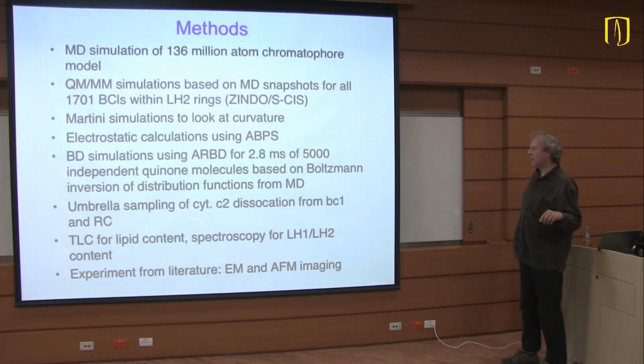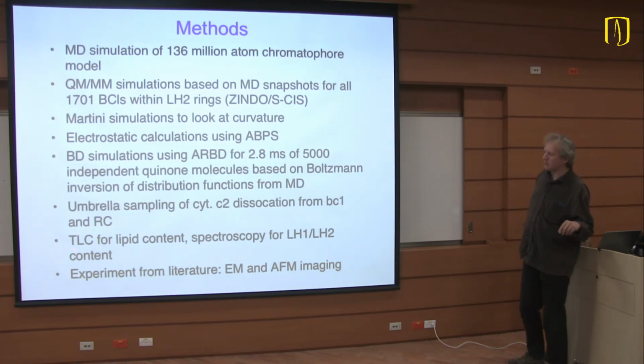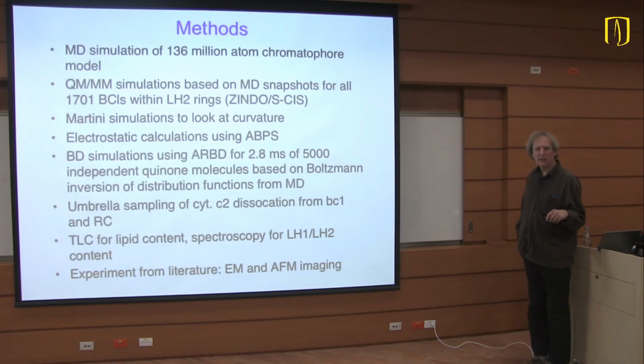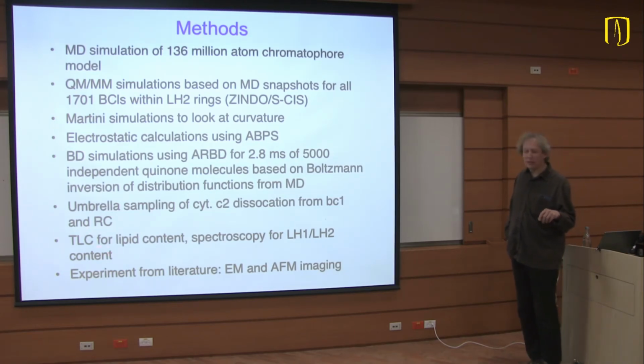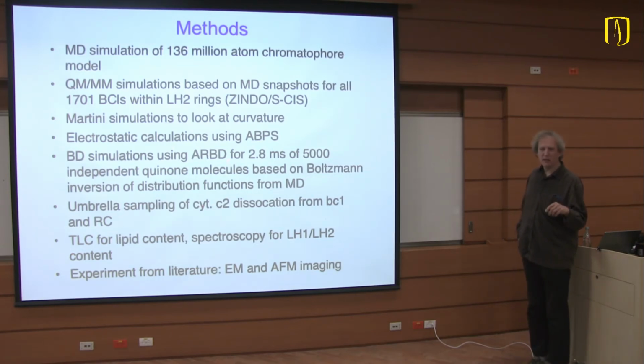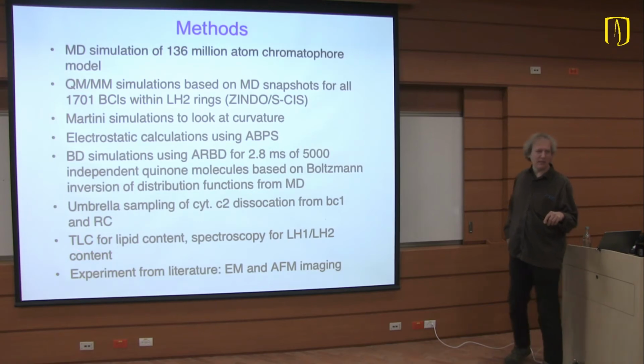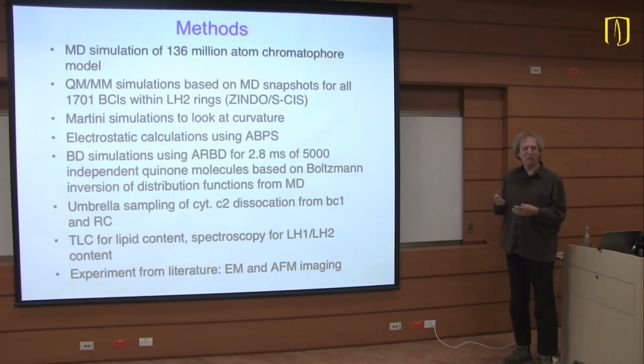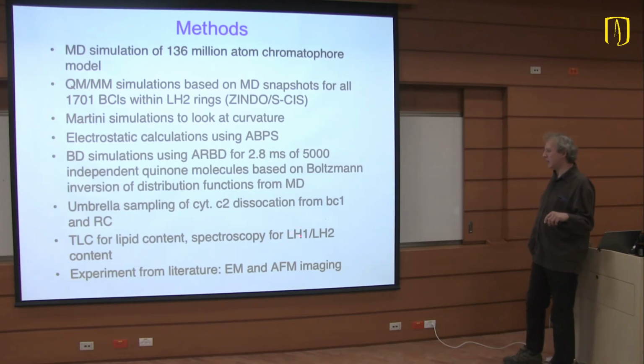Then there's some other stuff that looks at more details, umbrella sampling. And I think this is funny. Then there's experiments that use TLC. Does anybody know what this is? So it's thin layer chromatography. If you do high school chemistry, you might do this. So this has the most high-tech calculations possible, and then the experiments use TLC, thin layer chromatography, to look at the lipid composition of the purified chromatophores. And then there's spectroscopy looking at how many light harvesting complexes 1 and 2 are there.